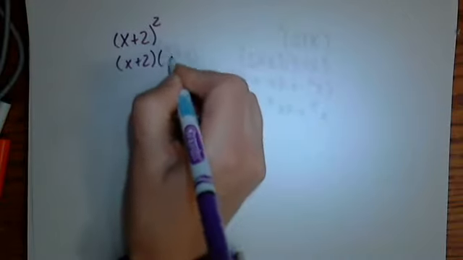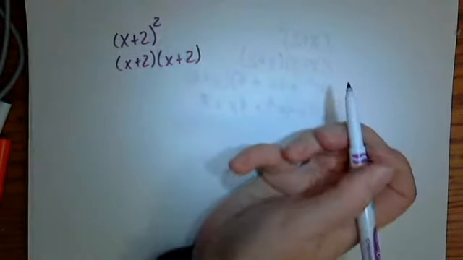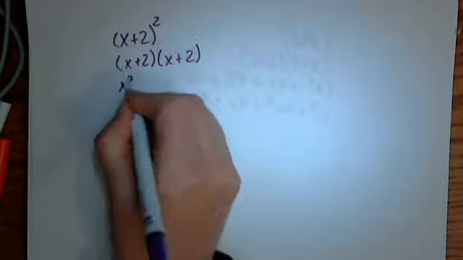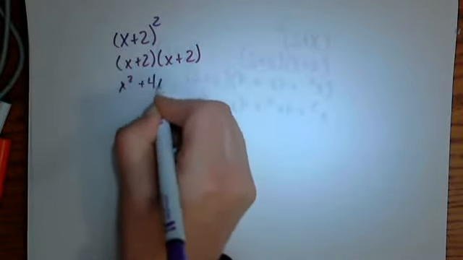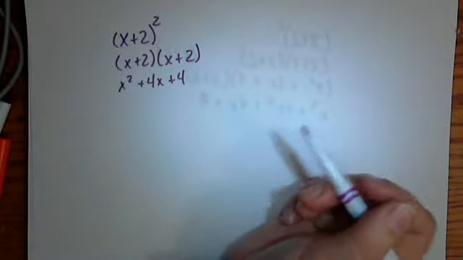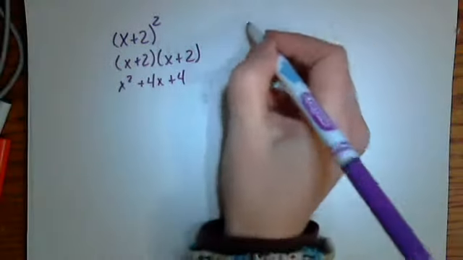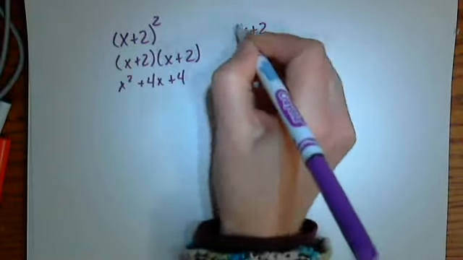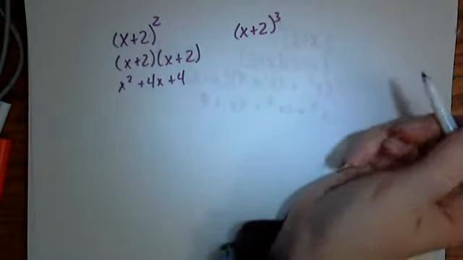All I have to do is remember to FOIL x plus 2 times x plus 2, and I get x squared plus 4x plus 4. Okay? And that's right. You would be exactly correct in doing that. But say maybe we need to do something a little bigger than that. Maybe we need to cube it instead.